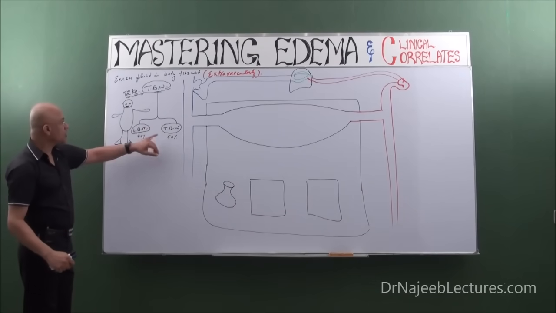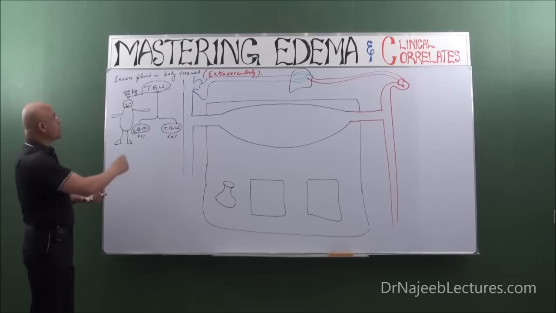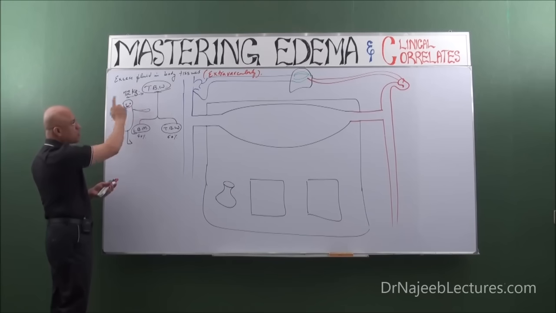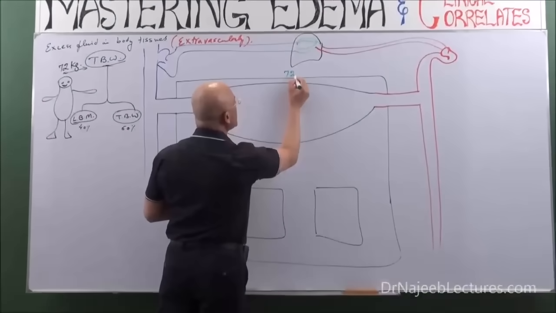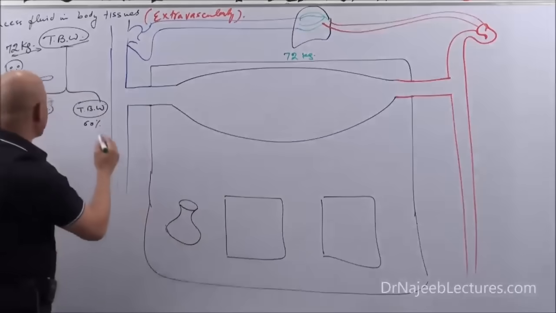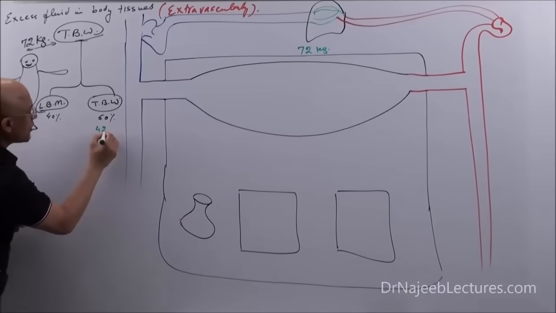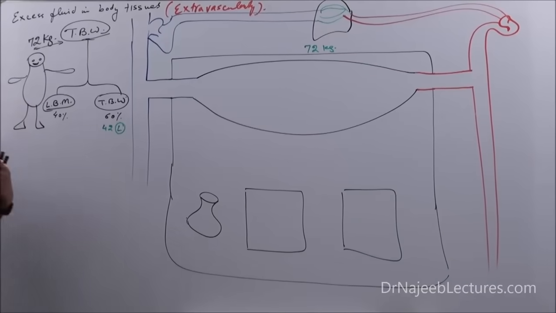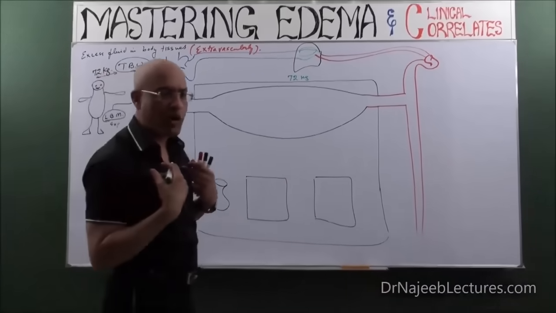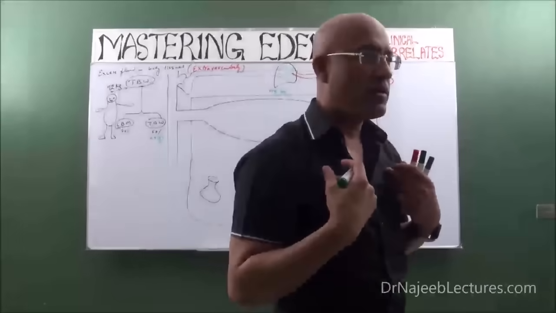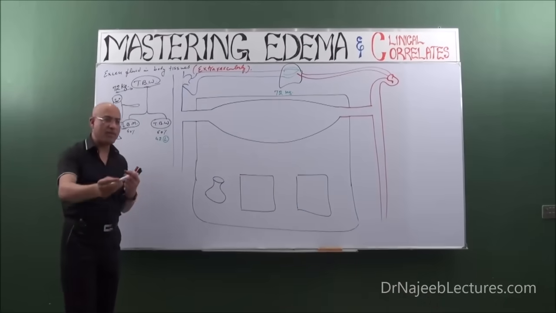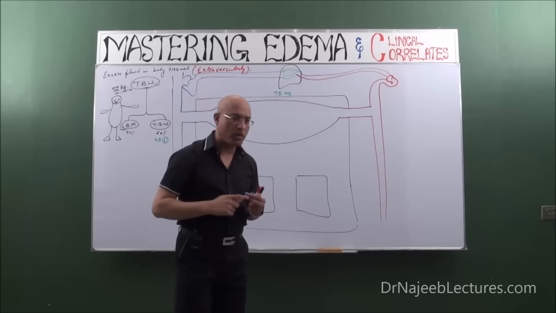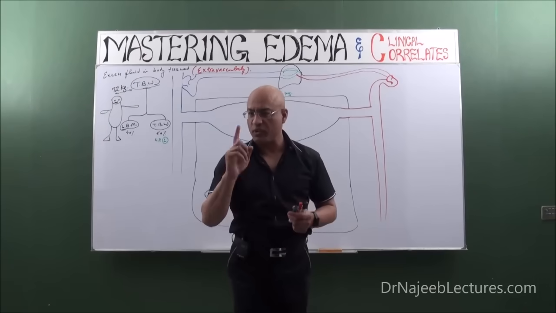Anyway, 60% water means if my weight is 72 kg, this whole system has 72 kg weight. How much water? 60%, about 42 liters. So if my weight is 72 kg, I will have 42 liters. Don't say 42 kg. And if my weight is 100 kg, how much water do I have? 60 liters. Is that clear?